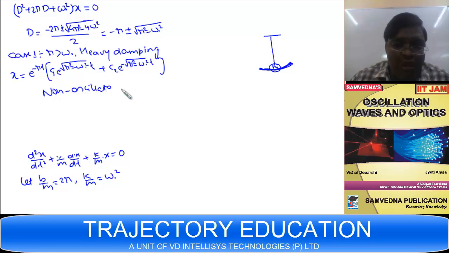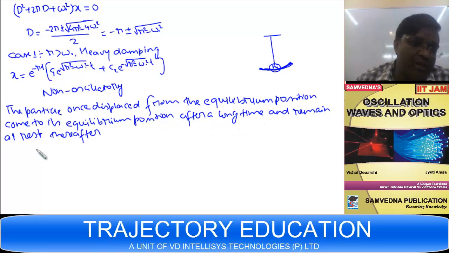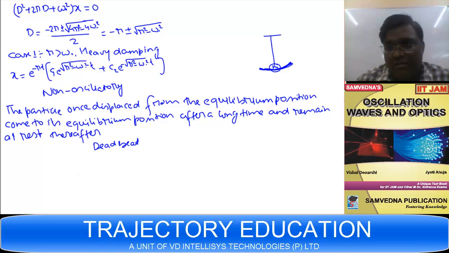So the motion is non-oscillatory. The particle once displaced from equilibrium position will come back to its equilibrium position after a long period of time and remain at rest thereafter. So it is non-oscillatory. This motion is also called dead beat. Now I'll go for the second case.